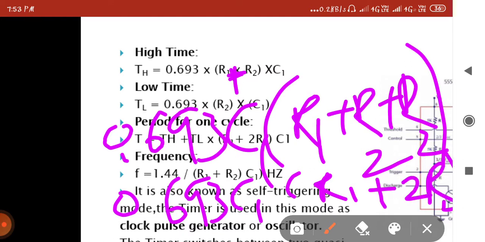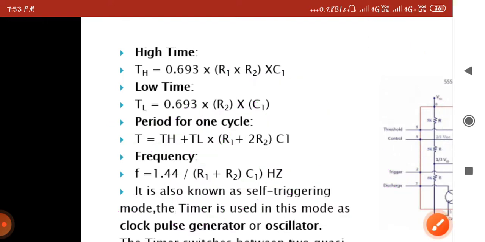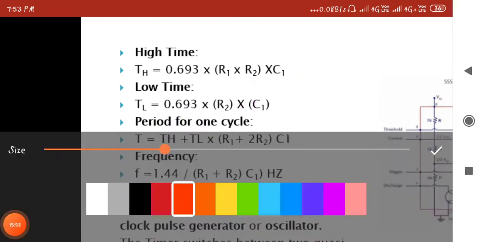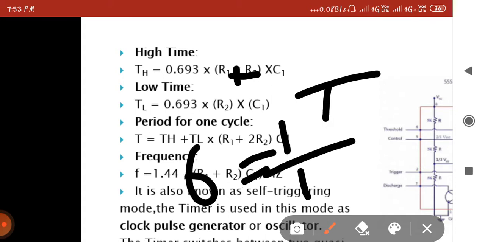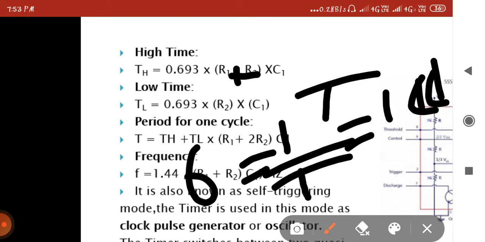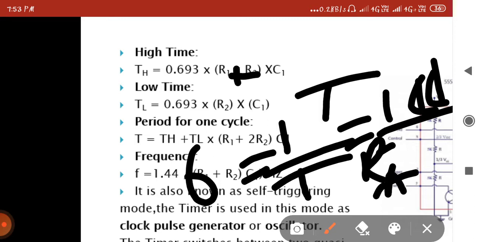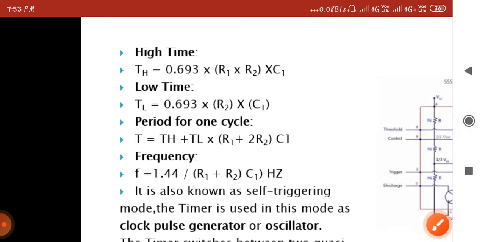This is the condition of the total time period. This is a plus. Yes, TH plus TL equals T, the total time period. Reciprocal is frequency equals 1 by T. If you do that, you can get 1.44 by RA plus 2RB into C1. You can take that one.